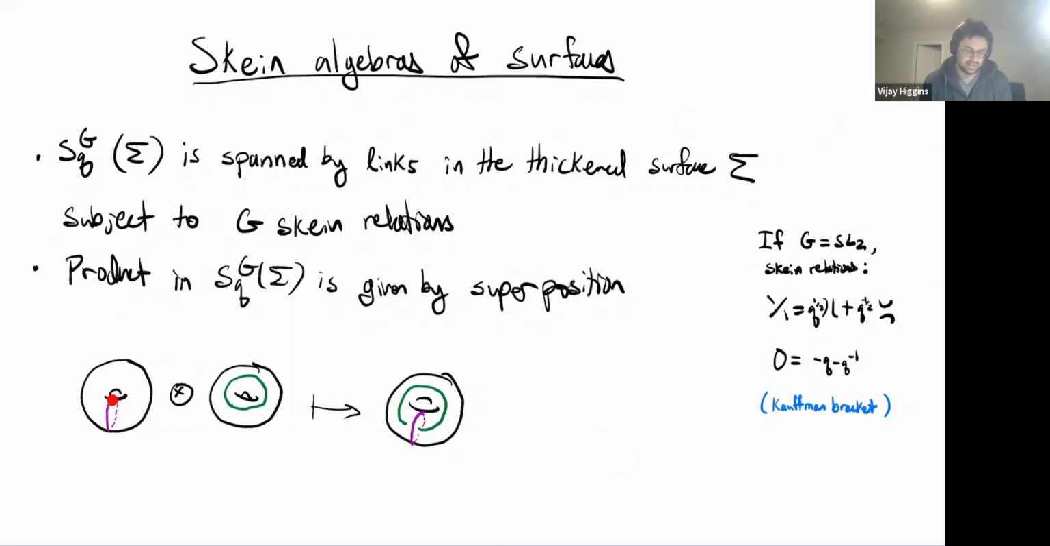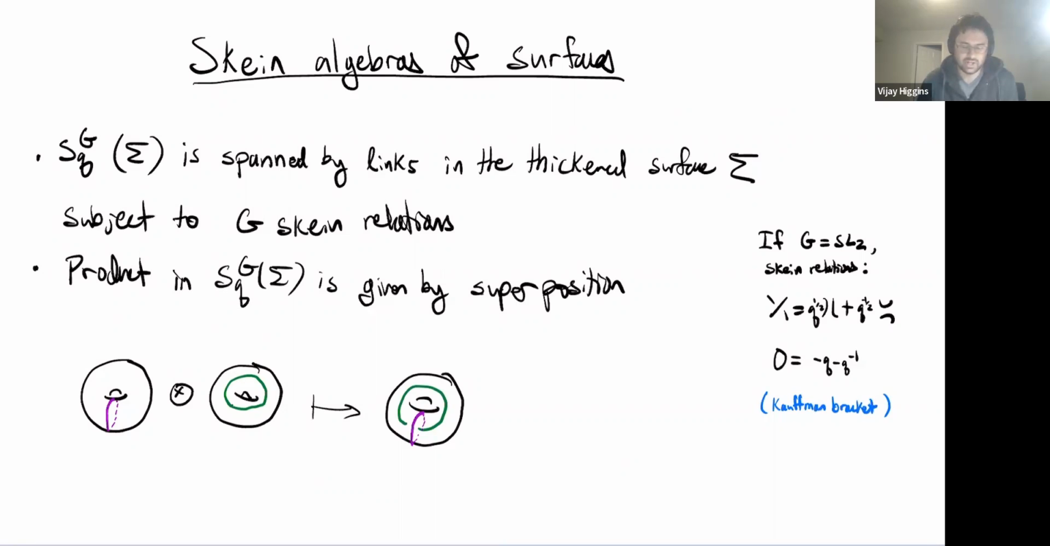So here we have a link in a thickened torus, and here we have another link in a thickened torus, and the product of these two will be defined by the two links where the first one is drawn on top of the other one. And in the case that our quantum group is quantum SL2, then our skein relations are the Kauffman bracket skein relations. So in general, these skein algebras are infinite dimensional and non-commutative. So the algebra structure is hard to study directly.